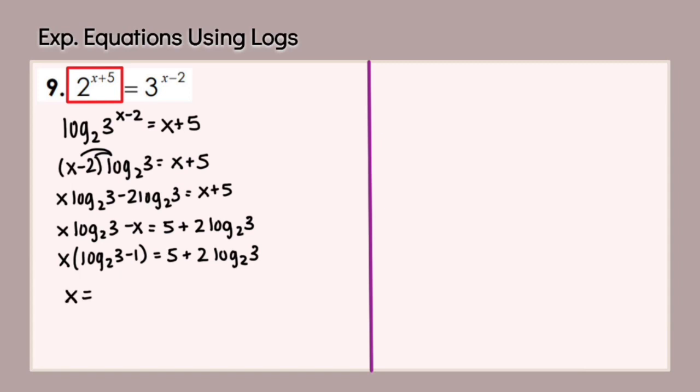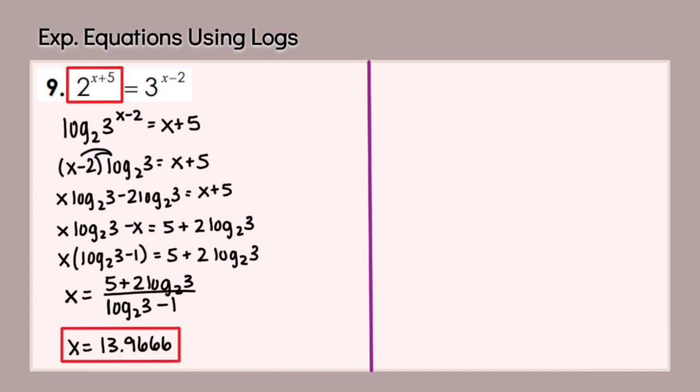And we will get x equals 5 plus 2 log base 2 of 3 over log base 2 of 3 minus 1, which is going to be tedious to type in your calculator, but it is the correct answer, and it will give us a solution of x equals 13.9666. And then, of course, I would plug that solution back into the equation and make sure that it works, and it does.